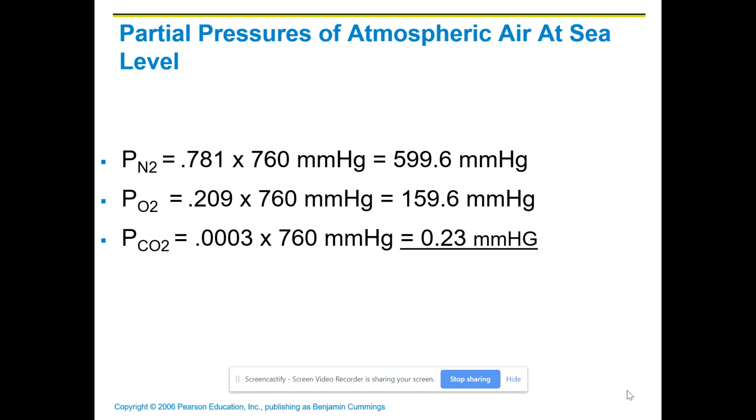Same thing is true for carbon dioxide. Remember, it's 0.03%. So I multiply 760, which is the total pressure, times 0.0003, and I come up with 0.23 millimeters of mercury. If I add all of these together, I should come up with the total pressure.